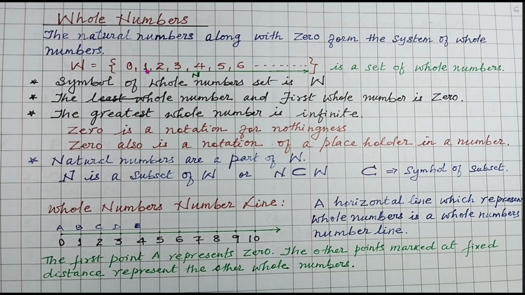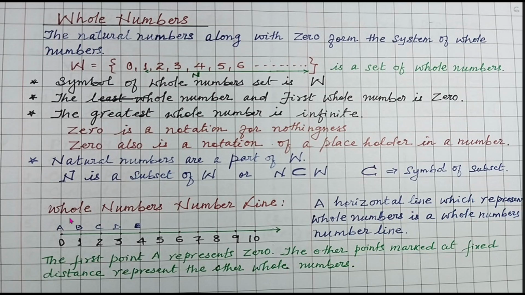If you look at the set 1, 2, 3, 4, 5, 6, it represents natural numbers, and it's a part of whole numbers. Therefore we say N is a subset of W, or N is a part of W, and this symbol is a symbol of subset.